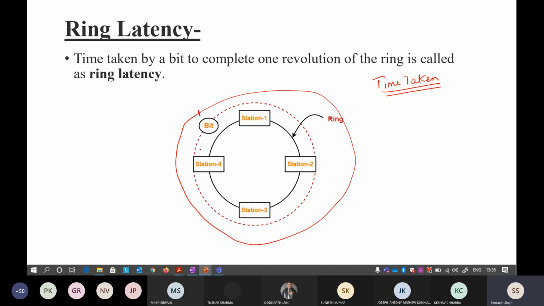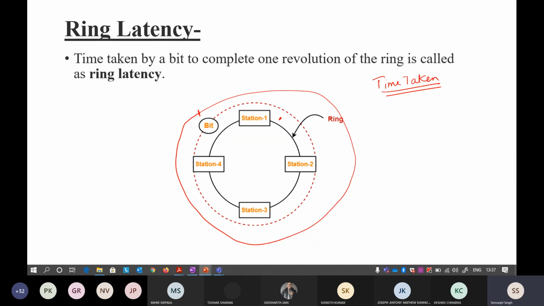Now this bit will go towards this station. This station will see this bit and again put it onto the link, and after that station 2 will see this bit and again put it onto the link. Station 3 will see this bit and put it onto the link. Station 4 will see this bit and put it onto the link.